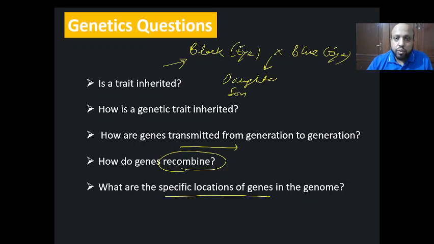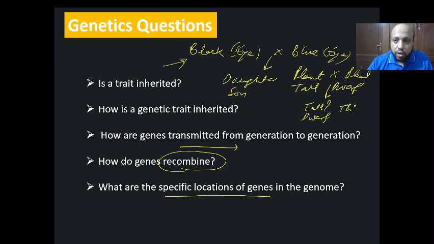It is not so simple to understand, and maybe in our advanced lecture or another lecture series, I will define that. Or in a simple way, let's say a plant which is tall in length is cross-pollinated with another plant which is a dwarf in length. Now, what will be the progeny? Will it be a tall plant, a dwarf plant, or a mixture of tall and dwarf plants?